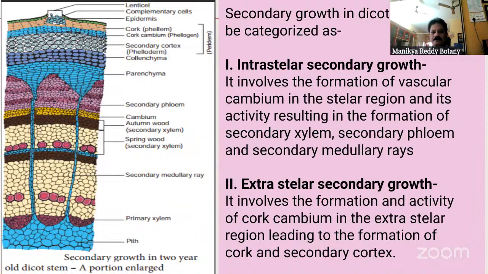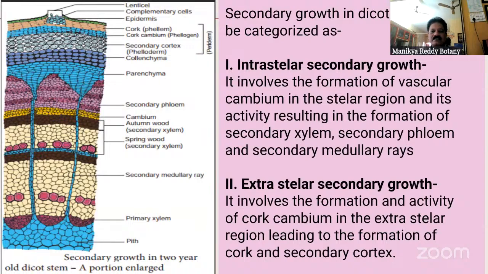Because of the formation of secondary vascular tissues, the primary vascular tissues and primary medullary rays will be crushed out, or they are replaced with the secondary tissues. This is called intrastellar secondary growth. Within the stele, the secondary growth is initiated by vascular cambium.